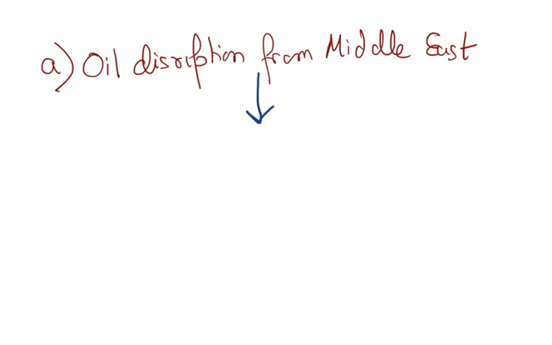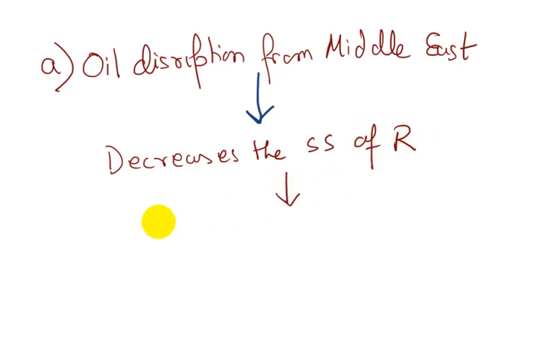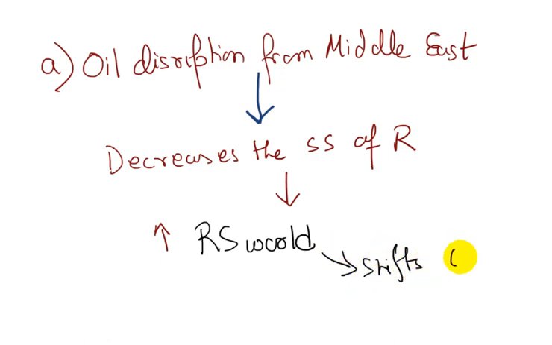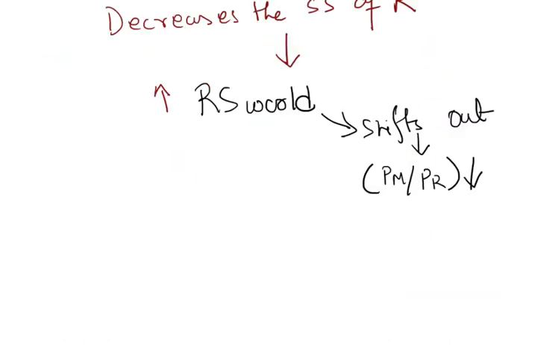Now, oil disruption from the Middle East decreases the supply of raw materials, and this in turn creates an increase in the world relative supply. Thus, the world relative supply curve shifts outwards, decreasing the world relative price of manufactured goods and deteriorating Japan's TOT. Yes, Japan's TOT deteriorates. Let us see option number B, what we have as a question.